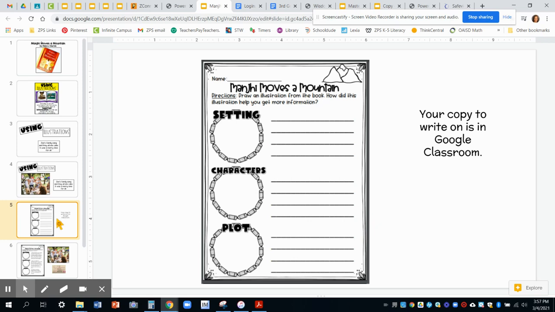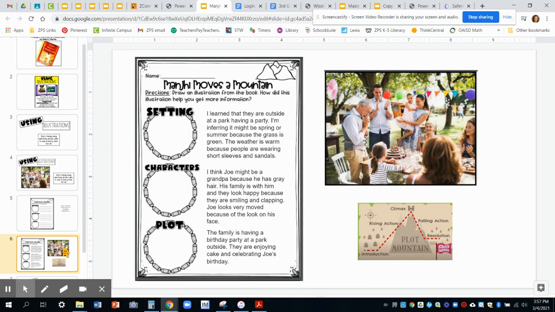Okay, but let me show you how you're going to do this because it does say in the directions, how did this illustration help you get more information? So pictures help us just like the words do. So let me show you my example. Here's that same picture of Joe and his family. And here's how I described the setting and what I learned from the setting. So the very top part, I said, I learned that they are outside at a park having a party. I'm inferring it might be spring or summer because the grass is green.